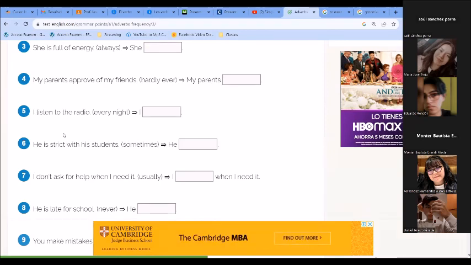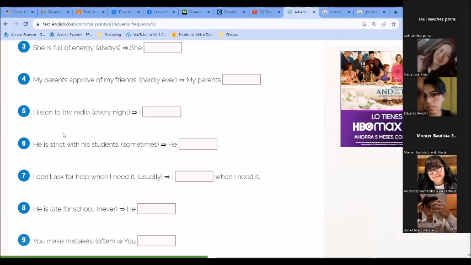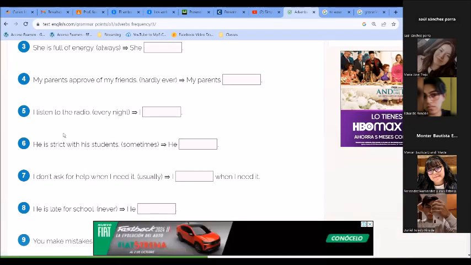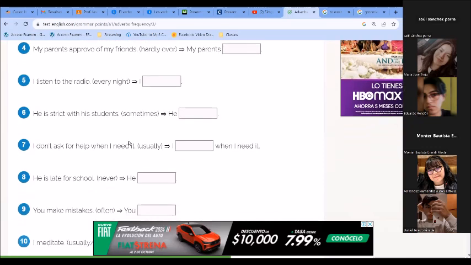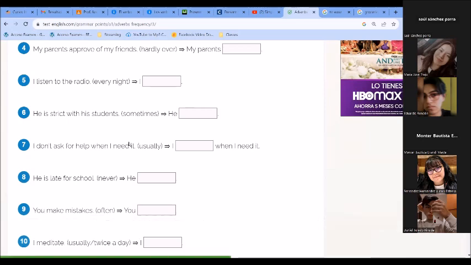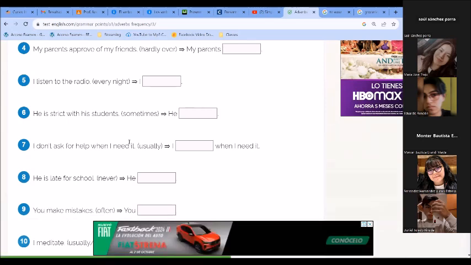I listened every night to the radio. Oh, I listen to the radio every night. When it's more phrasal like this, these time expressions usually go at the end. Okay? Cool. Number 6. Allison. He sometimes is strict with his students. I sometimes am. Or you can even put sometimes at the beginning as well.